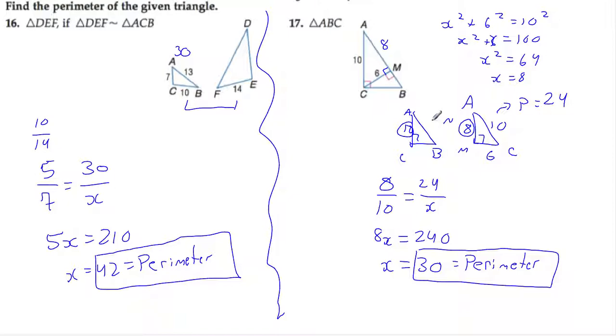So again, it helps by drawing a picture so we can see what's there. And once we know we have at least one side, we can set up that proportional statement, that scale factor, and set the perimeters proportional.